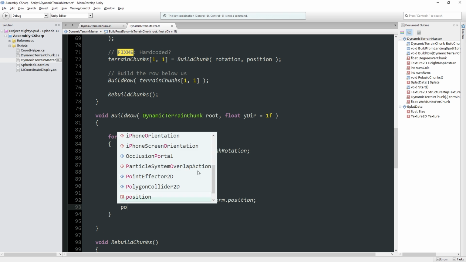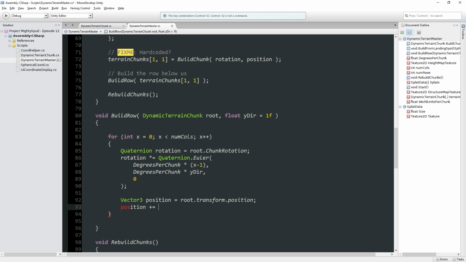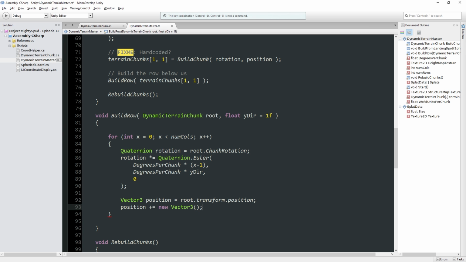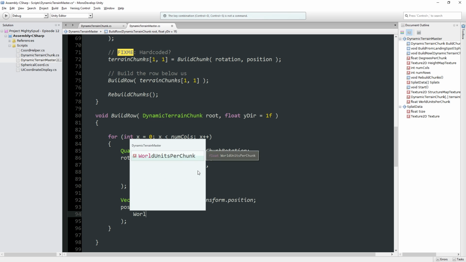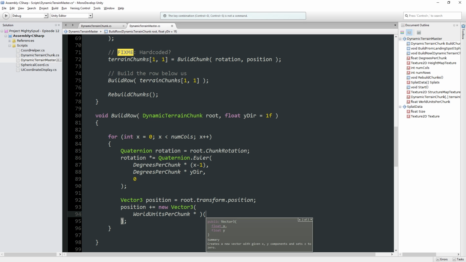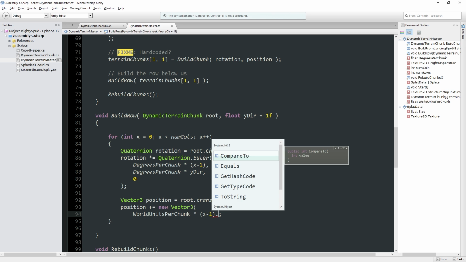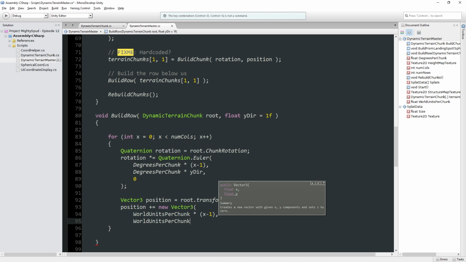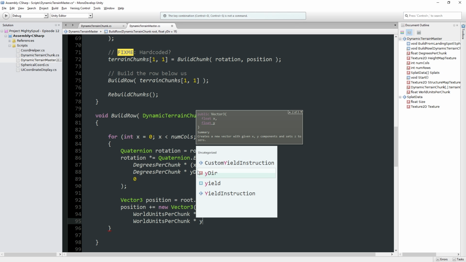And then the position, so Vector3 position is going to be equal to the root.transform.position. But then it's going to get changed up by a new Vector3, where we're going to move in the x direction by, what's it called? What do we call it? World units per chunk. World units per chunk multiplied by x minus 1. World units per chunk multiplied by y direction.